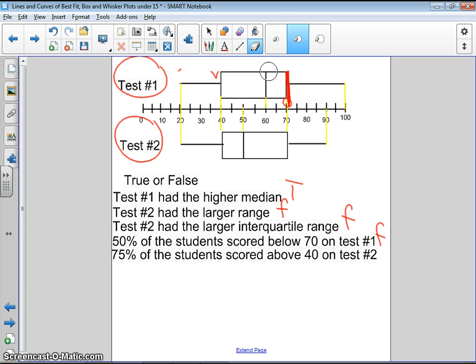And our last statement says that 75% of the students scored above 40 on test 2. Here's the 40 on test 2 right in here. 25%, 25%, 25%. Put them all together, that's 75%. And so that one would be true.